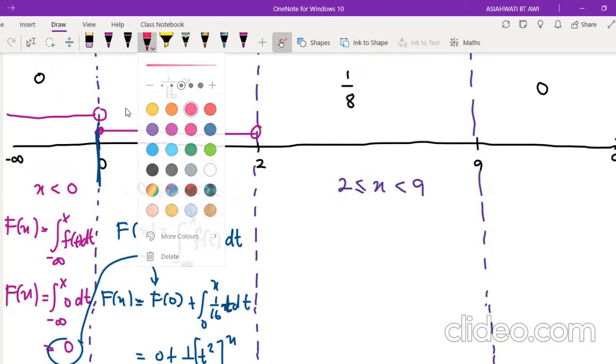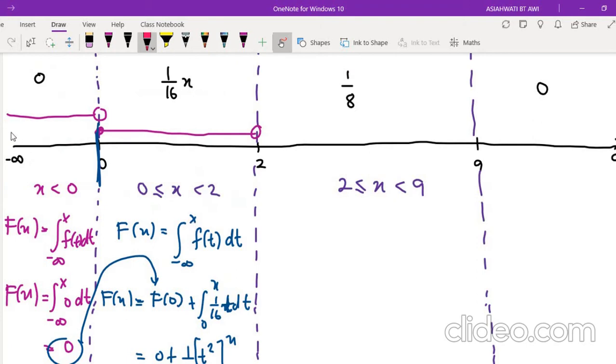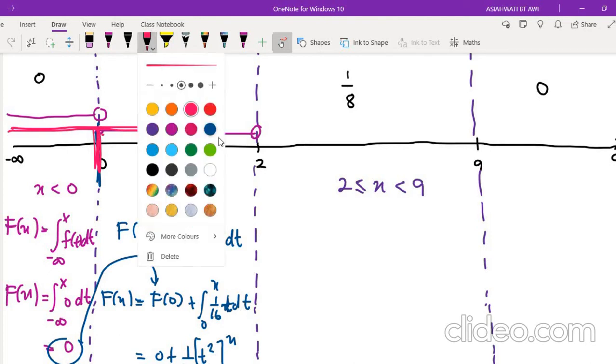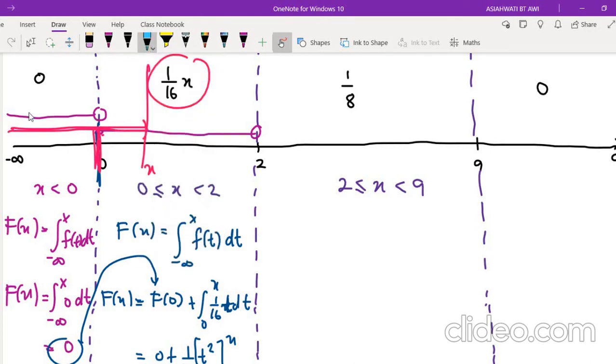This is the region from negative infinity up to x. Let's say x is somewhere here. From negative infinity up to x means from negative infinity up to 0, where F of 0 is 0, plus 0 to x. We take the function because x lies between 0 and 2, and change to t because we use the variable parameter t.